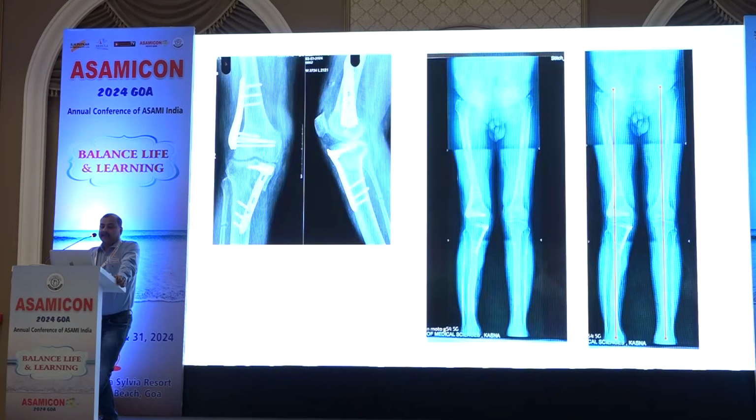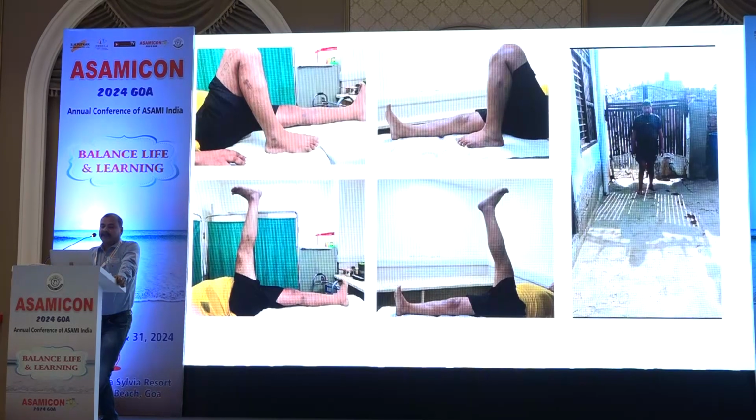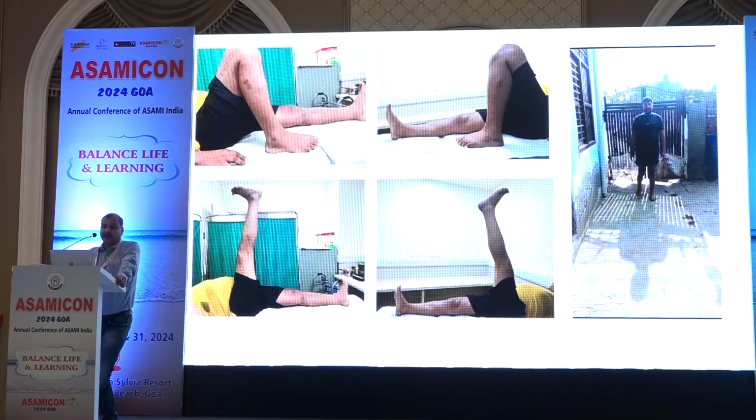This is the final correction, and we did a double level osteotomy for the right side. This is the final alignment, and these are 2-month post-op photographs. The patient is doing pretty well, and he is able to walk comfortably at 2 months post-op.